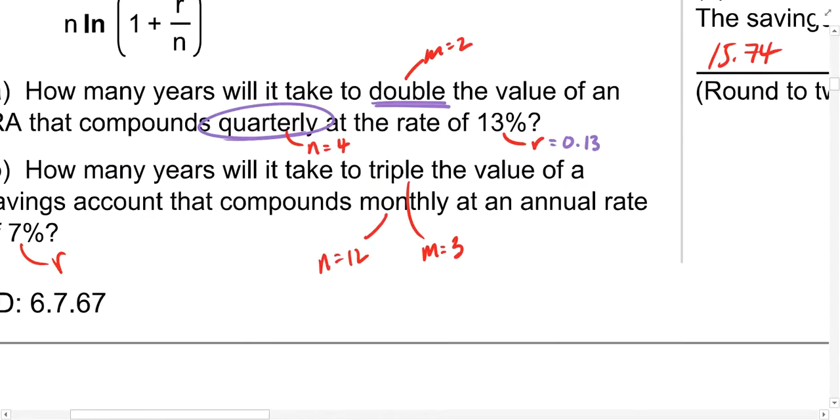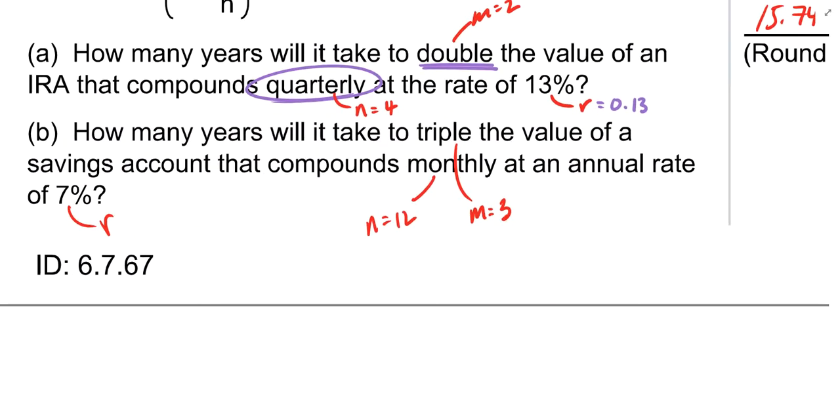So the next logical question would be, how long does it take for the IRA to triple? Now, it would have been nice if the interest rate was the same at 13%. That way we can compare apples to apples, but we've got to go apples to oranges here because there's a slight change. We are tripling our money, so M is now equal to 3. We're also compounding our interest monthly this time, not quarterly, so N is equal to 12, and then finally our R value is 0.07.